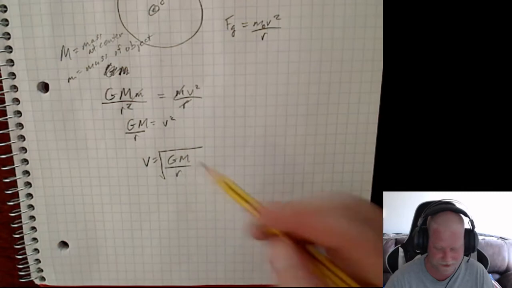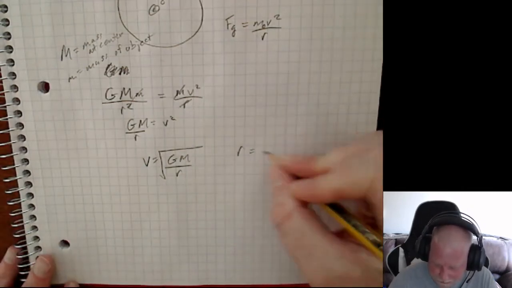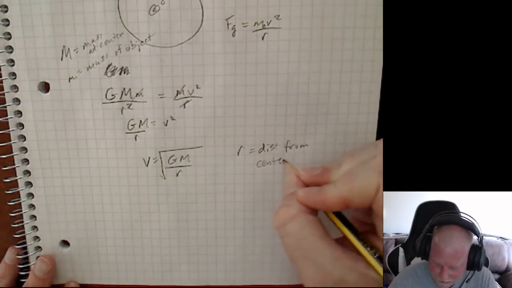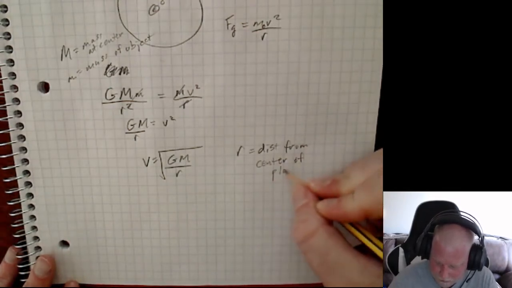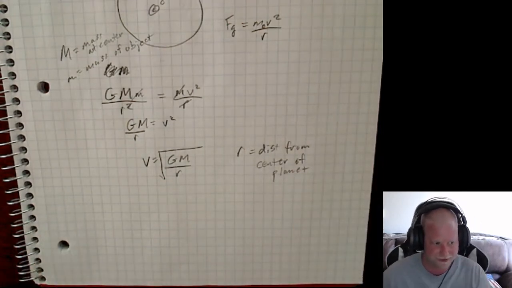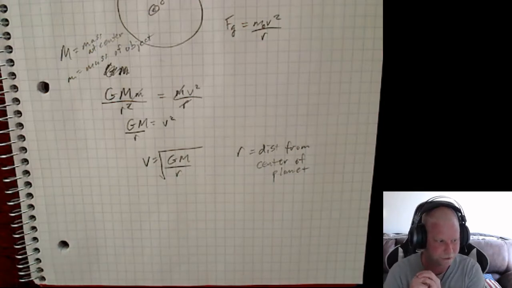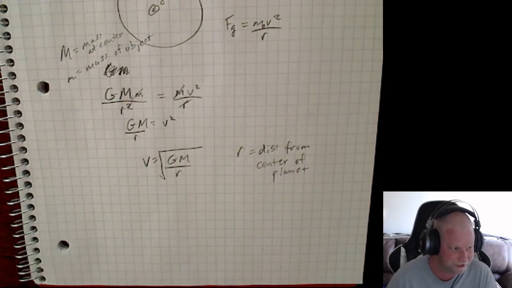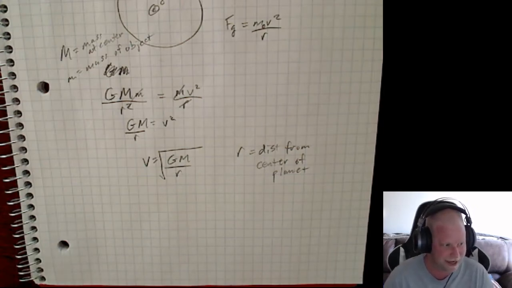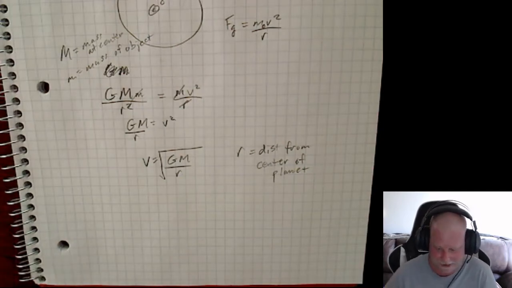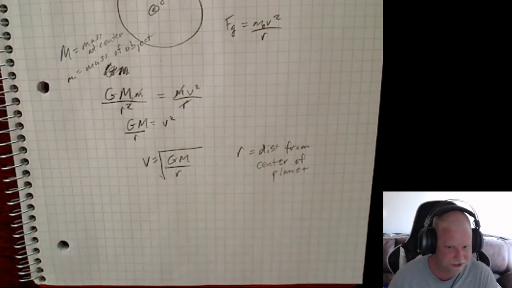Right, so r is going to be distance from center of planet. Right, so not just distance from the surface, right? It's the distance from the actual center of whatever it's orbiting. And again, notice that your object's mass plays no part in this, right? All that matters is that constant, the mass of the planet, and the distance from the center of the planet itself. Right, that's going to determine the speed at which something maintains a circular orbit.